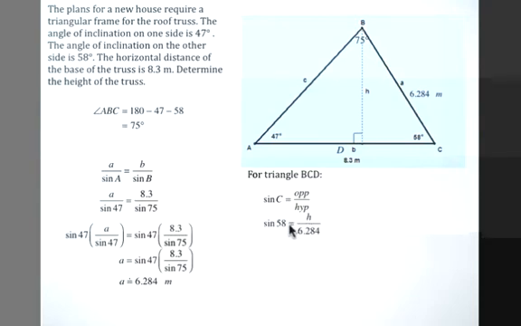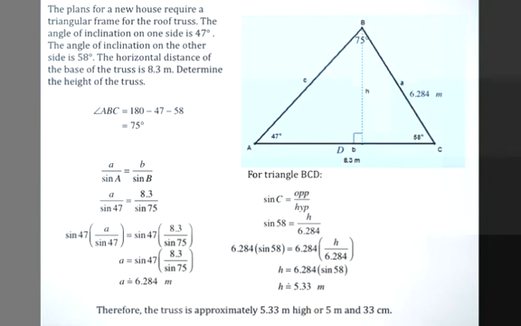So we're going to sub in now. Angle C is 58 degrees. As I said before, h is the opposite side. Our hypotenuse is A, or the 6.284 meters. Now we're going to solve for h by multiplying both sides by 6.284. And we get h is equal to 6.284 times sine 58. So h is approximately equal to 5.33 meters. So the height of our roof truss then is approximately 5.33 meters, or 5 meters and 33 centimeters.